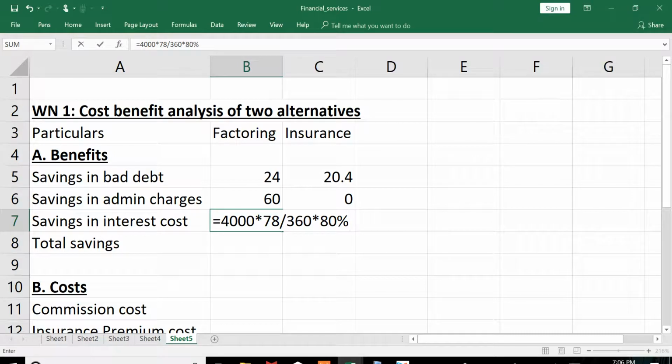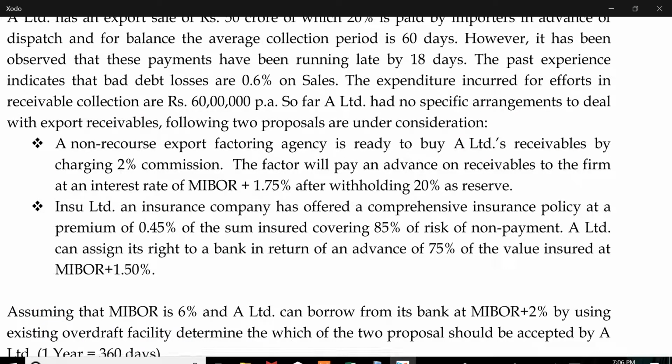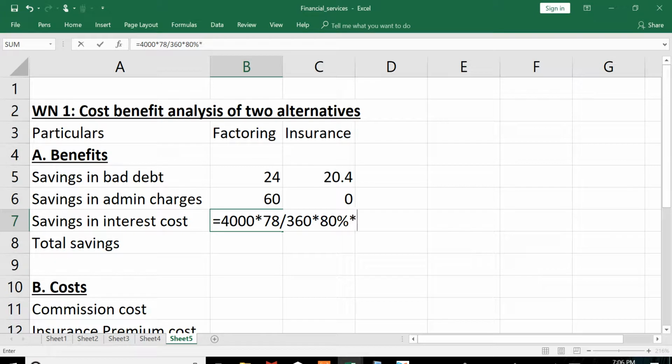Whatever he gives me as a loan, I have a saving of 2 as compared with 1.75. My bar plus 2, my bar plus 1.75. So net into 0.25%. 4,000 is the credit sales, 78 days is the receivables. On that, this guy is giving me 80% loan. On that, I'll save only quarter percentage. 1/4% is what you are going to save. Any doubts on this?